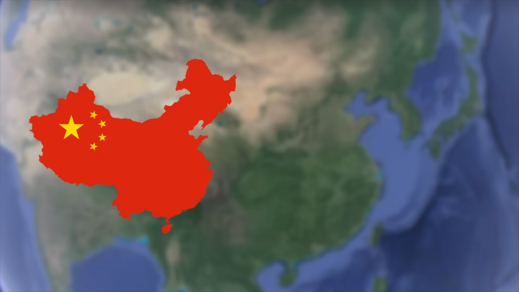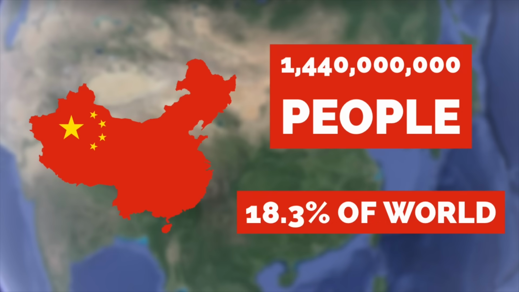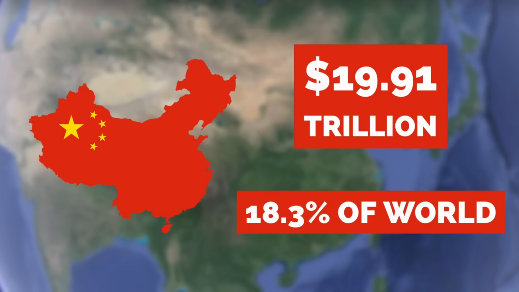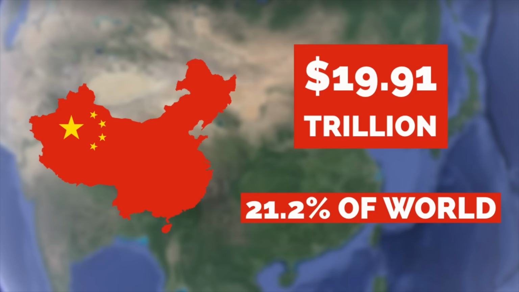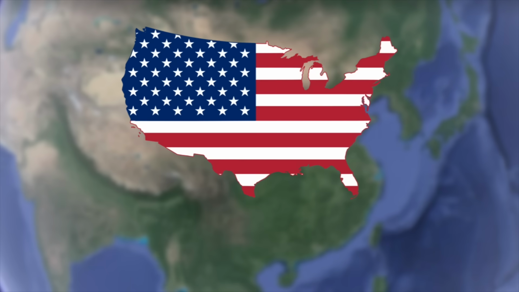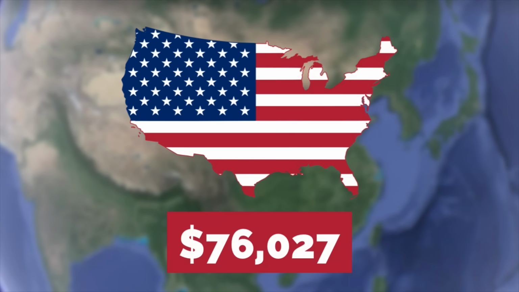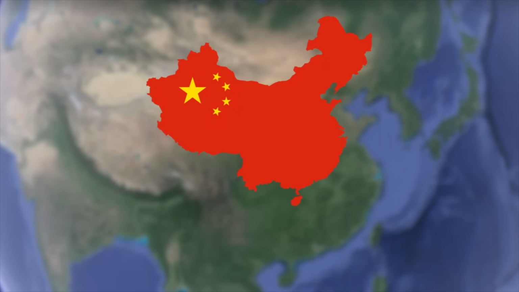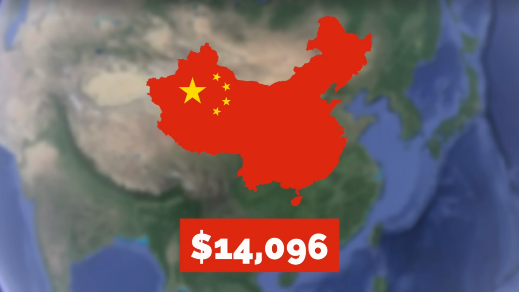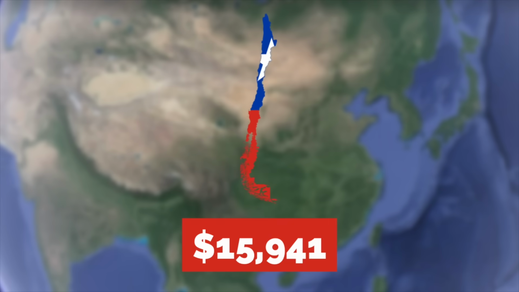of the global economy. China's population accounts for 18.3% of the global population, while its GDP accounts for about 21.2% of the global economy. The GDP per capita of the United States is over $76,000, making it similar to places like Denmark, Iceland, and Singapore. The Chinese GDP per capita of over $14,000 makes it comparable to places like Chile, the Maldives, and Romania.